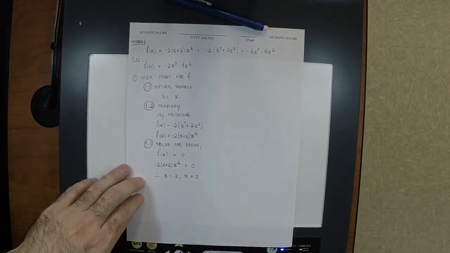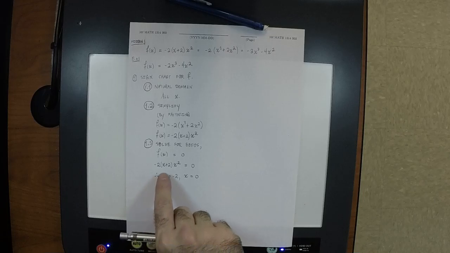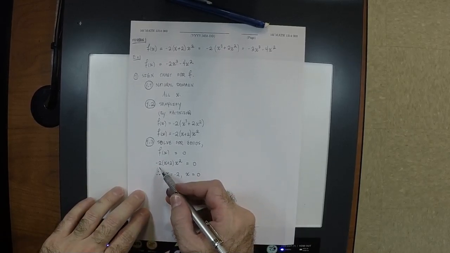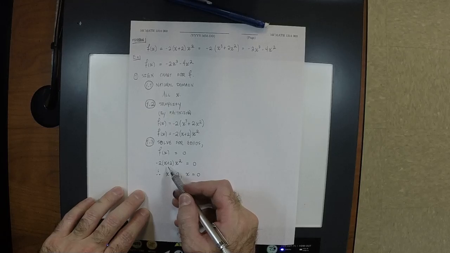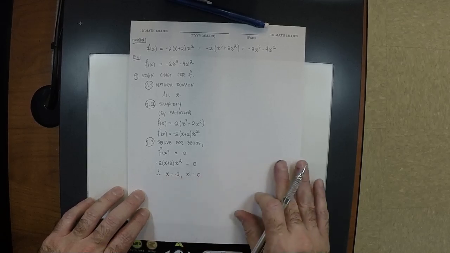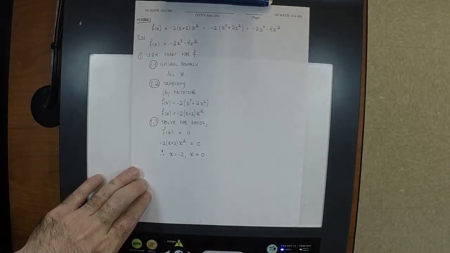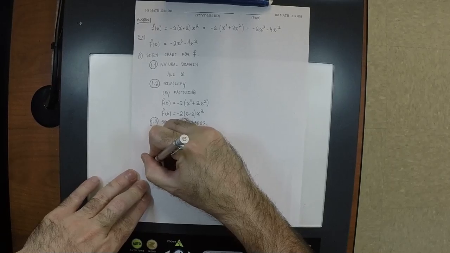So, is negative 2 a zero because of that negative 2 right there? It's because of this, right? So notice this factor. If you were to plug in negative 2, that factor would be 0. And it would not matter what the other ones are. Okay. So now what's the next step?